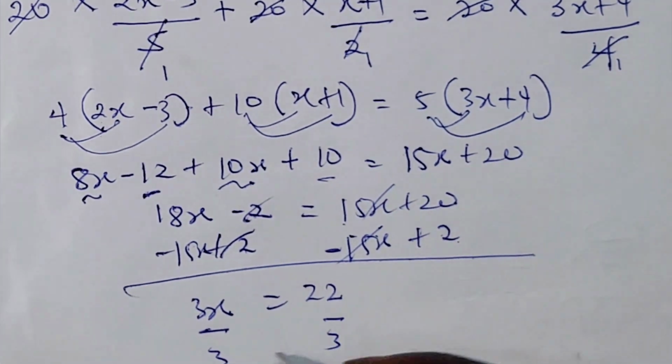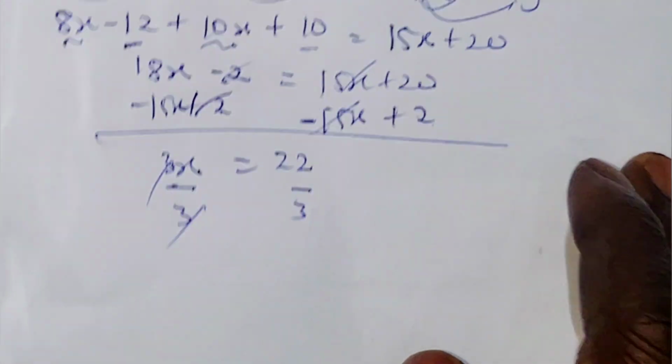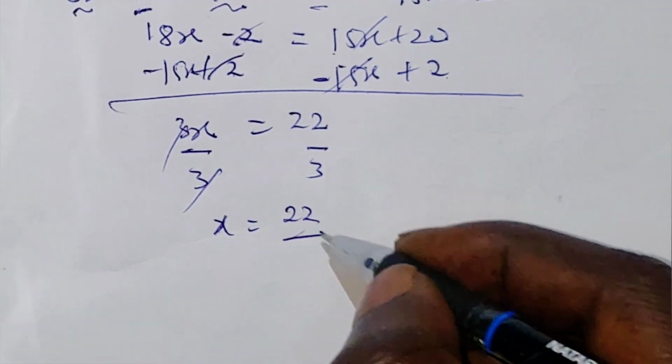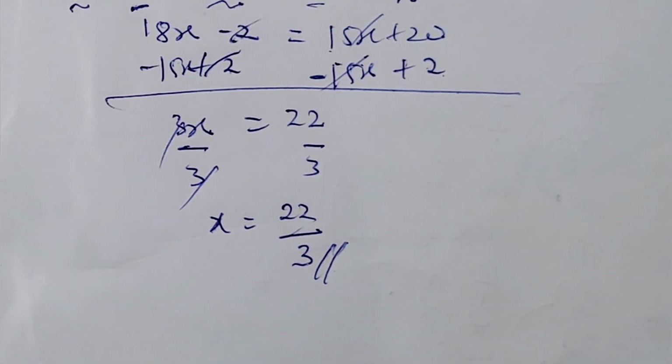We divide both sides by 3, and then we see that our x becomes 22 over 3, right? So you can convert to a mixed fraction if you want to. So we're done. Let's take the last question quickly, and then we are done.